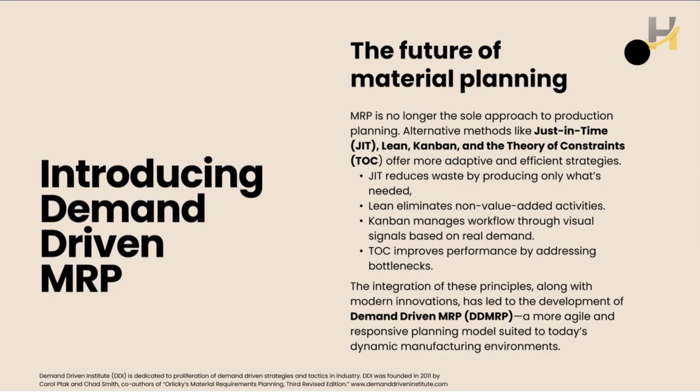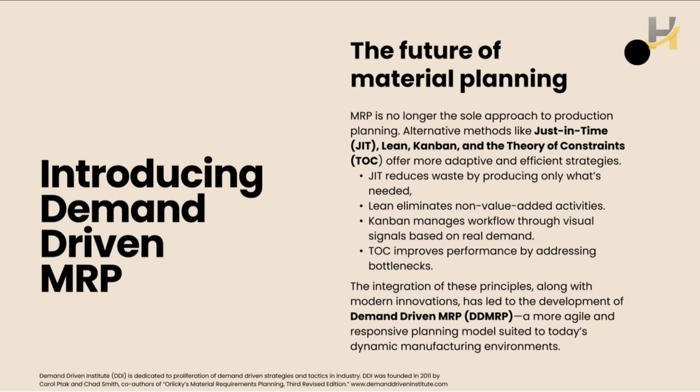So as I said, there are a lot of other processes that have evolved over a period of time, which in conjunction with MRP can help to improve the efficiency of your material requirement process. Just in time is a method that eliminates waste and improves quality. Lean production focuses on creating value. Kanban uses visual signals.